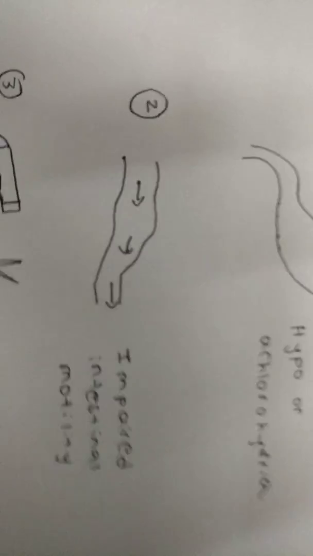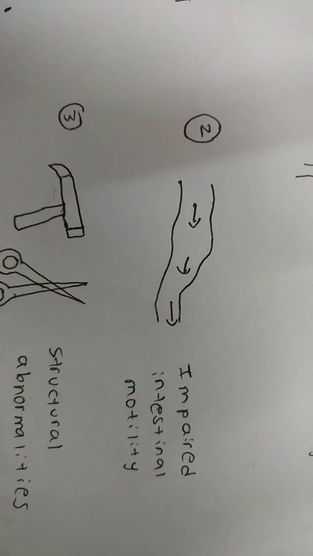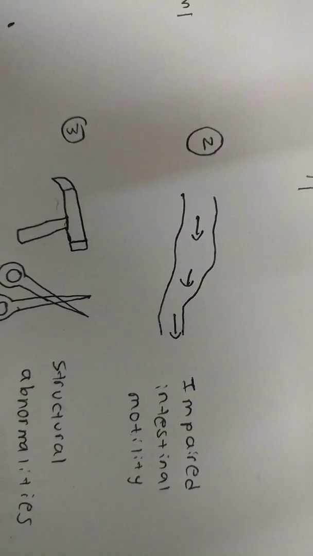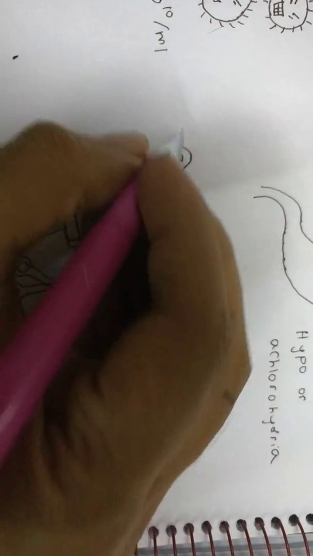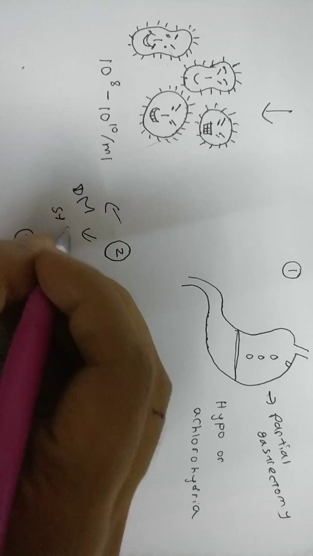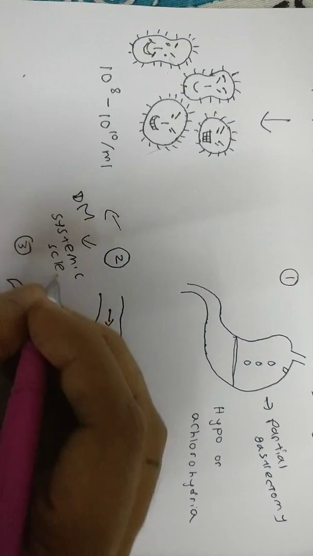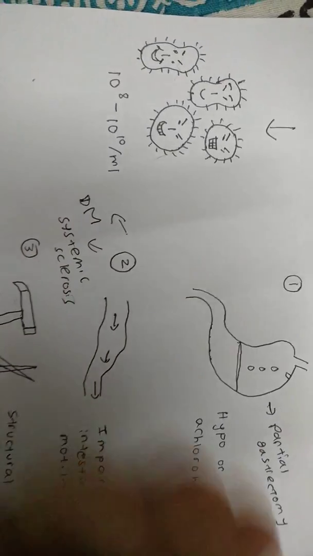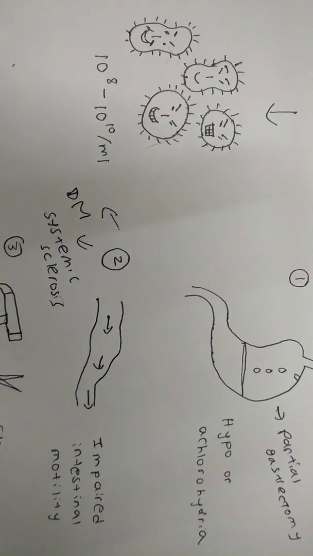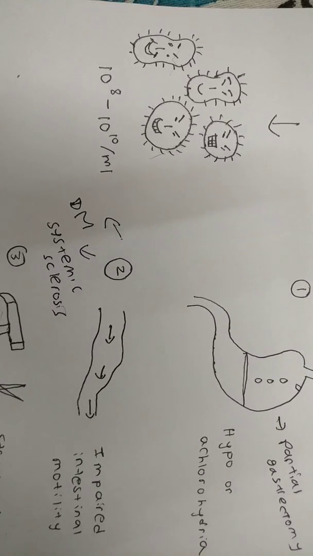The second cause which may arise is impaired intestinal motility. There are different kinds of diseases which might be associated, like when the person has diabetes mellitus, or the person has systemic sclerosis, which is a rheumatological disease. So in these cases, there occurs impaired intestinal motility, which ultimately allows the bacteria to overgrow.